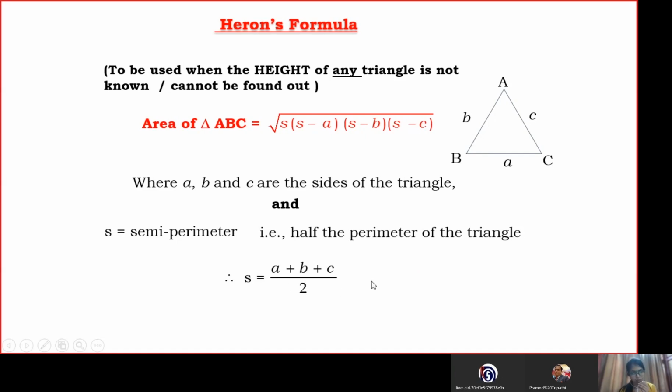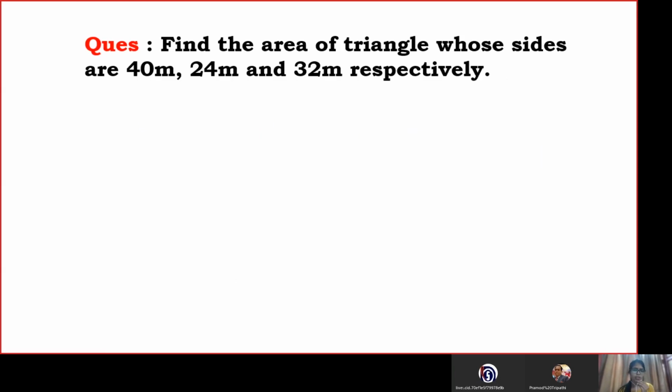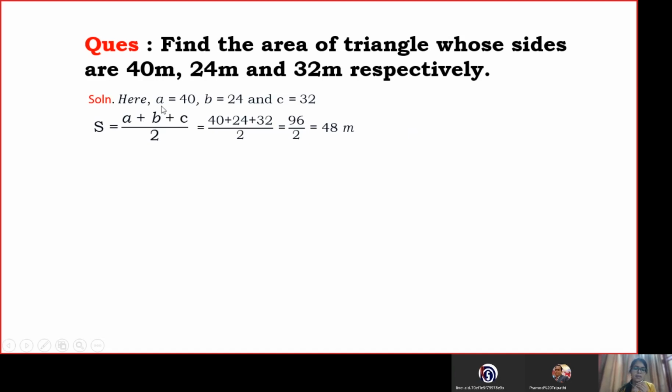Let us try and understand this through some questions. Now, the first question on Heron's formula is very direct. It says find the area of a triangle whose sides are given by 40 meters, 24 meters and 32 meters respectively. So we can take the sides as A, B and C. Calculate the semi-perimeter. You all know the formula for semi-perimeter: half of the perimeter. So A plus B plus C upon 2, which gives us the value of the semi-perimeter as 96 by 2, which is 48 meters.